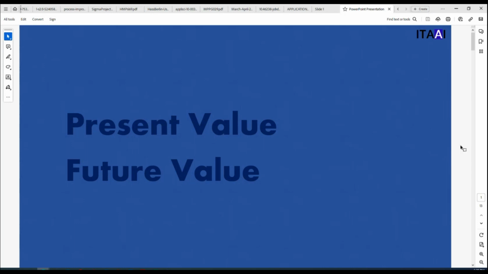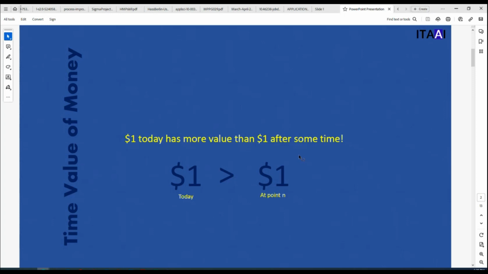Now let us start by learning these two important terminologies. It all starts with the concept of time value of money, which simply means that $1 today has more value than $1 in the future. After some time, maybe over a year or two or even more years down the line, the dollar value today will be greater than the dollar value at some point in the future. As of now, just get this basic idea. I'll give some more illustrations to elaborate what that means.